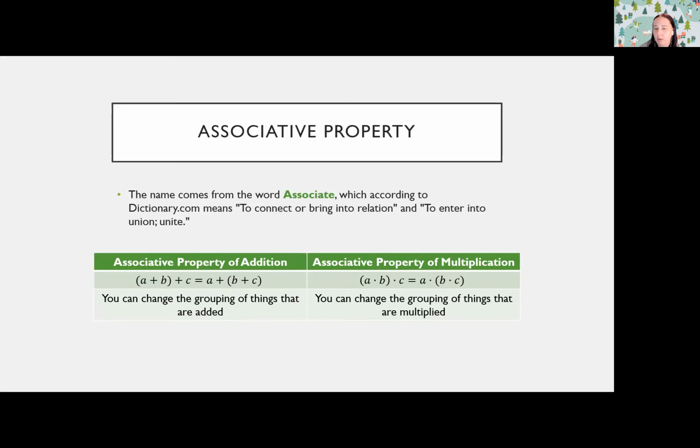Associative property. So if you look at the word associate, one of the definitions is to unite or to connect, and we do this with parentheses. So we have a property of addition and multiplication. And so it's basically saying you can group things together that are added in different ways. Or if you have a whole bunch of stuff multiplied, you can group them in different ways. Again, this does not work for subtraction or division unless you rewrite them in terms of adding or multiplication.